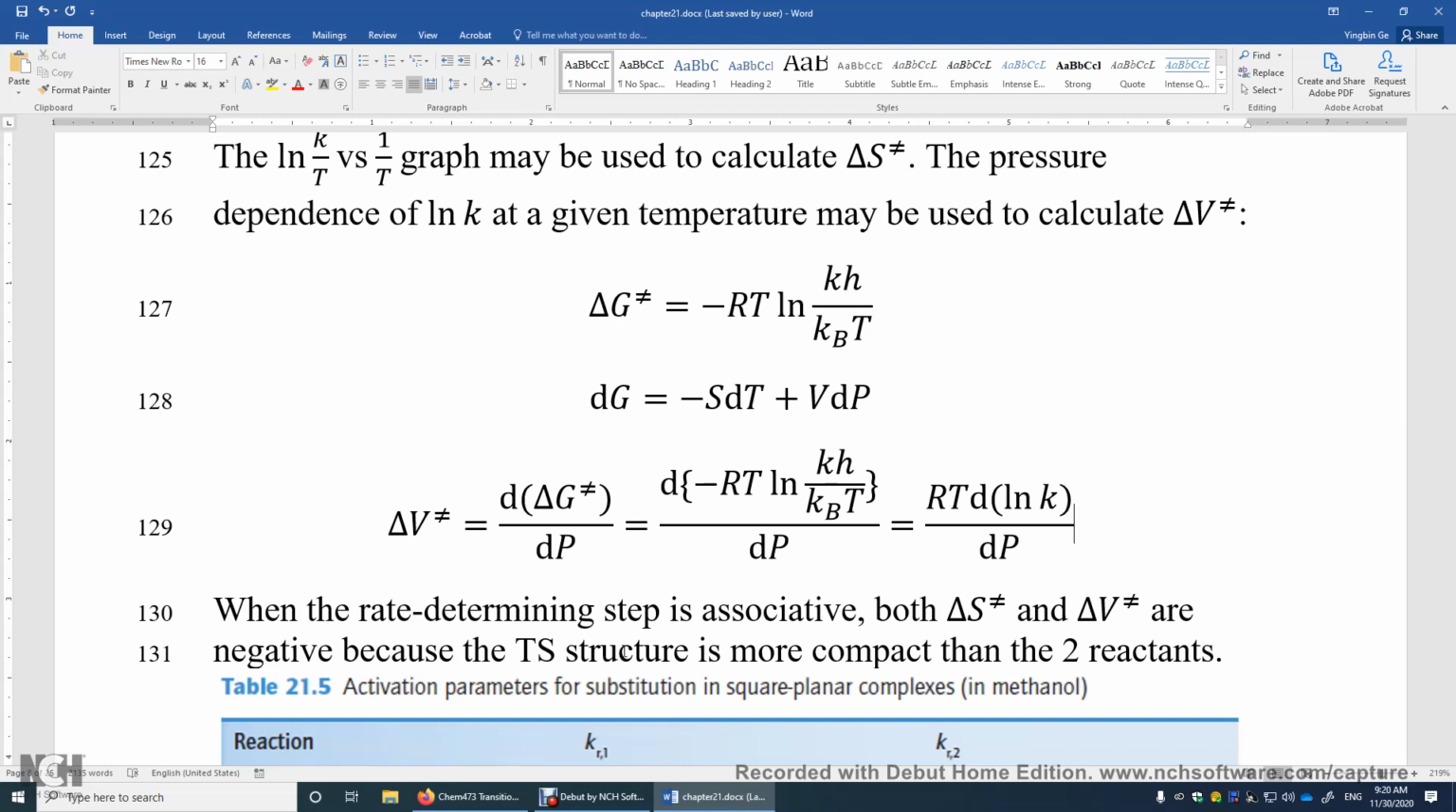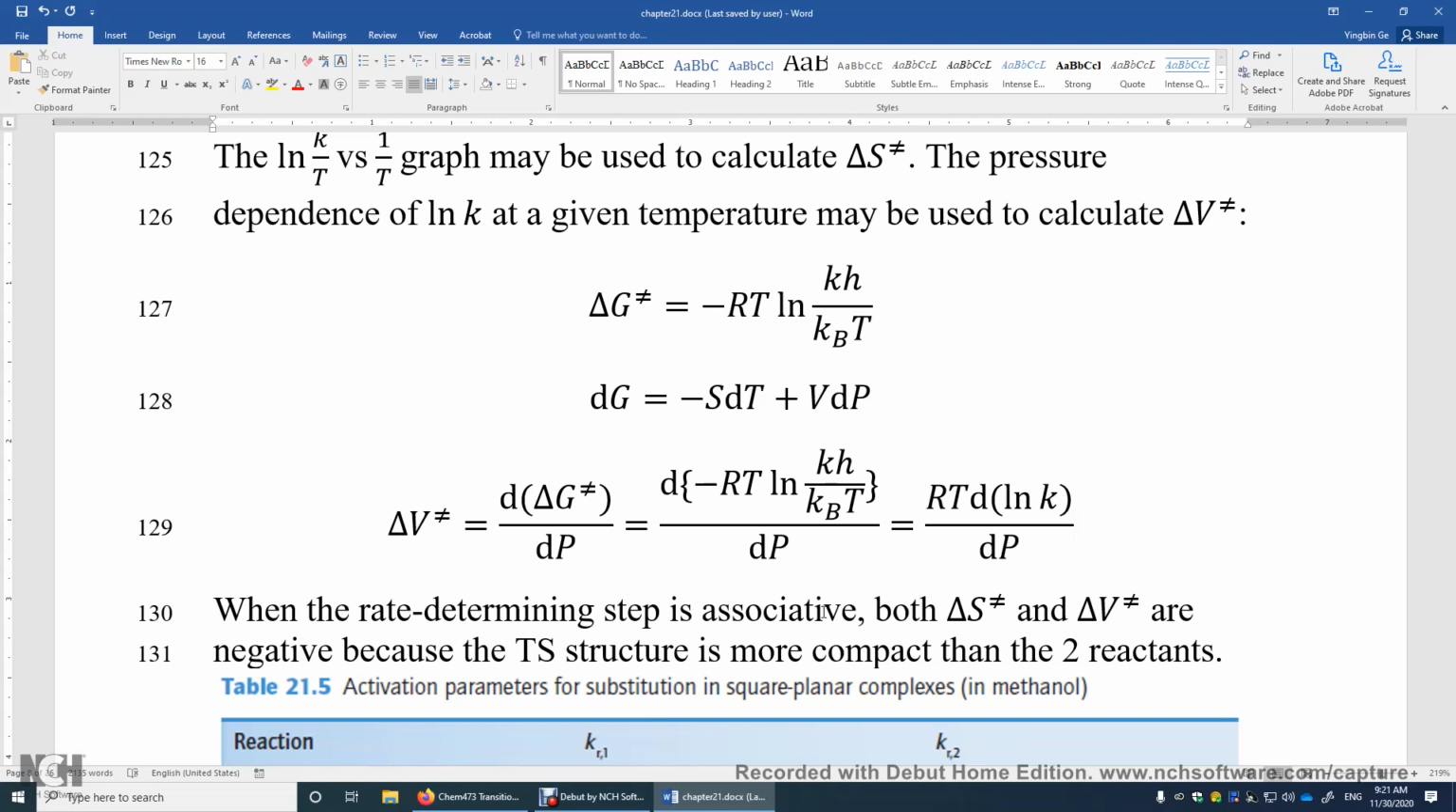So now let's go backward. If you measure the reaction rate constant at different temperatures to get the temperature dependence, and then at different pressures to get the pressure dependence, you can determine delta S double dagger and delta V double dagger. If both are negative, you can be sure that the rate limiting step is associative. This mechanism is called associatively activated. But the mechanism can still be dissociative or interchange or associative. It's just that the rate limiting step is associative.